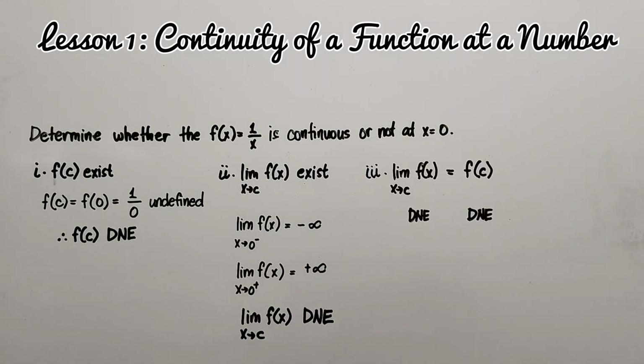And for the third condition, that the limit of f of x as x approaches c is equal to f of c. Although they both do not exist, still, the answer is not existing. Since the three conditions are not satisfied, the graph is discontinuous at x equals 0. In short, if not all three conditions are satisfied, then a function is said to be discontinuous at a point c.